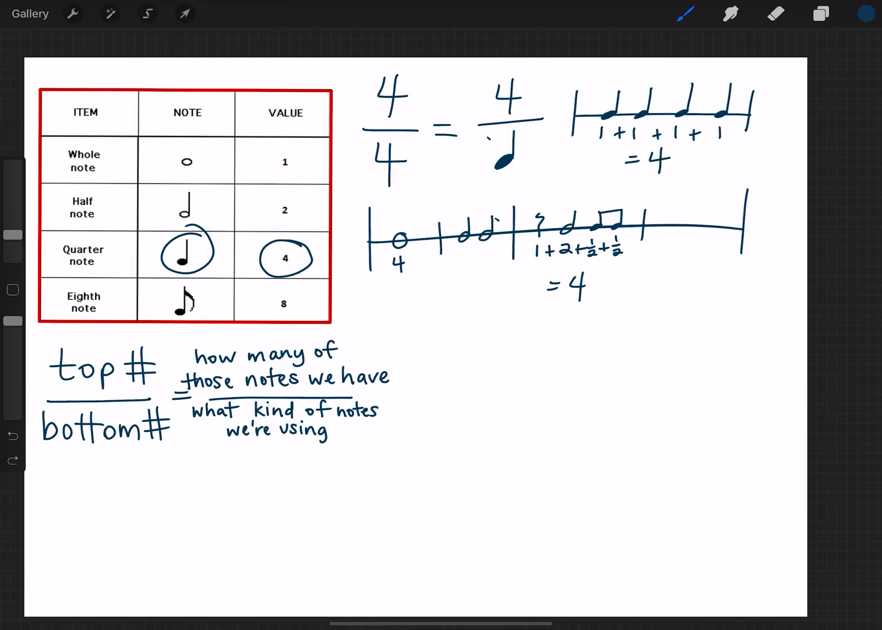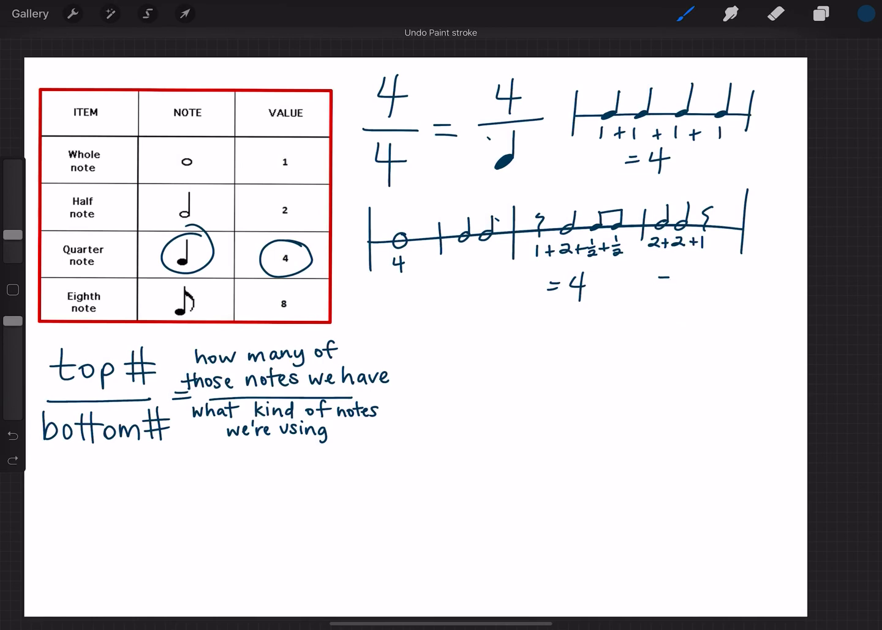What if I did a half note plus a half note plus a quarter rest? Okay, a half note is 2. Another half note is 2. A quarter rest is 1. 2 plus 2 is 4. Plus 1 is 5. Is 5 equal to the 4 that we're looking for?